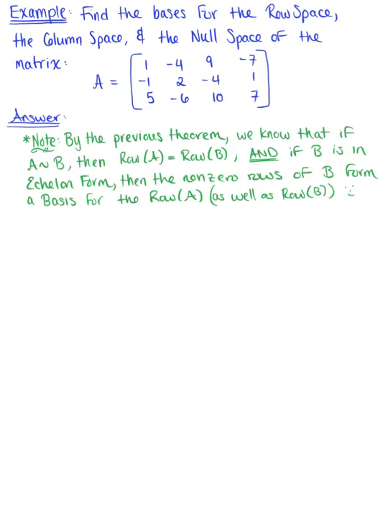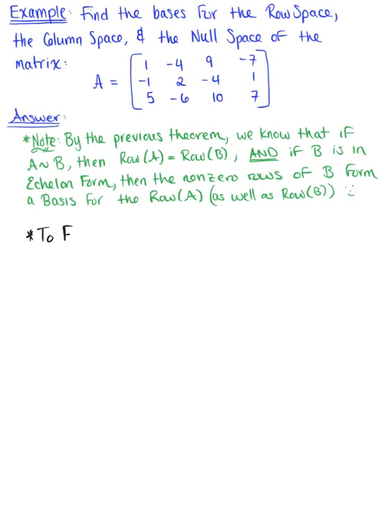Find the basis for the row space of matrix A, the column space of matrix A, and the null space of matrix A. And here we are given this beautiful 3x4 matrix. And so, to find the row space and the column space of matrix A, we can row reduce the augmented matrix with the 0 vector to echelon form.